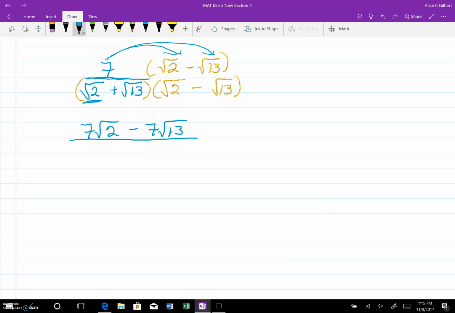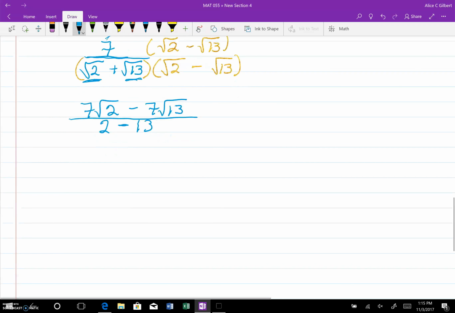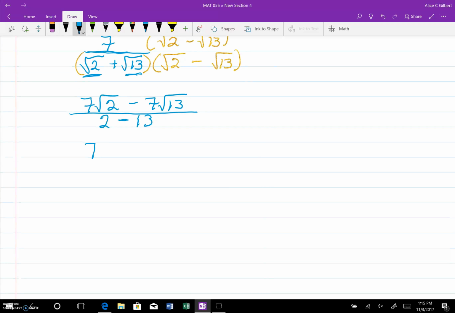So the square root of 2 squared is 2. And then in a difference of squares, my sign is always negative. And then I take the second term, the y, and I square it. So the square root of 13 squared is 13. And now there's nothing else I can do in my numerator, so I just leave it like this. And then in my denominator, I just subtract these and I get this. And that's my final answer.